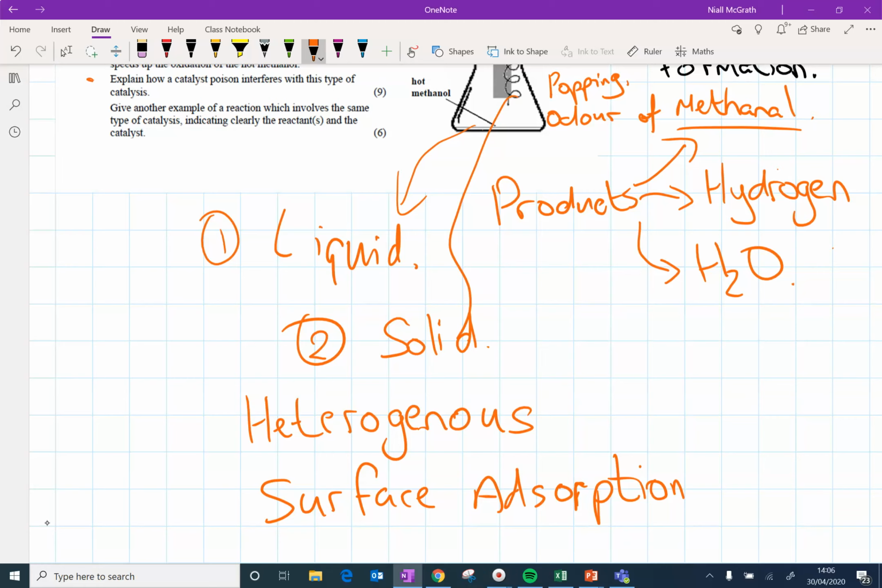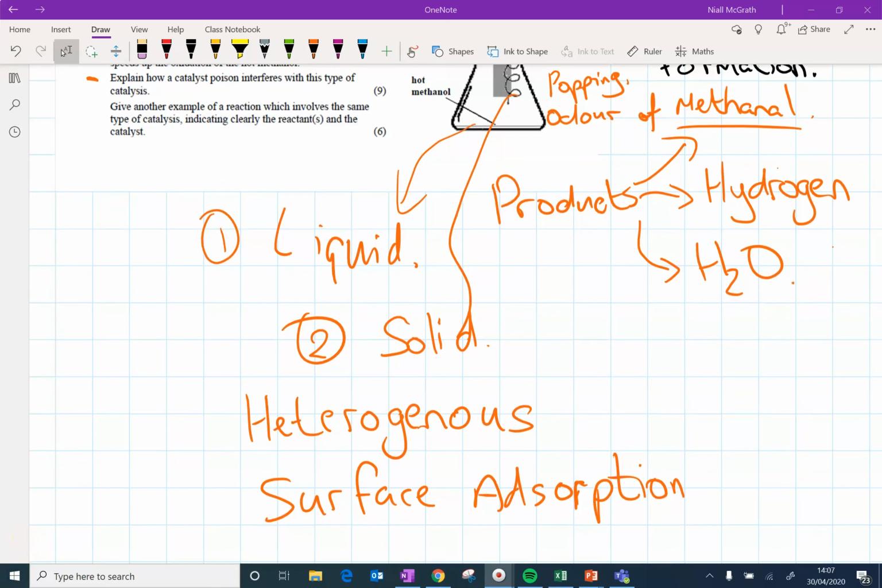Then explain how a catalyst poison interferes with this type of catalysis. The catalyst poison is preferentially adsorbed, so it'll adsorb onto the surface of the catalyst before your reactants do, or it'll block the active sites, the sites where the reactions can take place. If you think of your particles and your surface area, what you're essentially doing is reducing the amount of surface area where reactions can take place because they're being blocked by this catalyst poison. So the catalyst poison adsorbs onto the surface of your catalyst and blocks the sites where the reaction can take place.